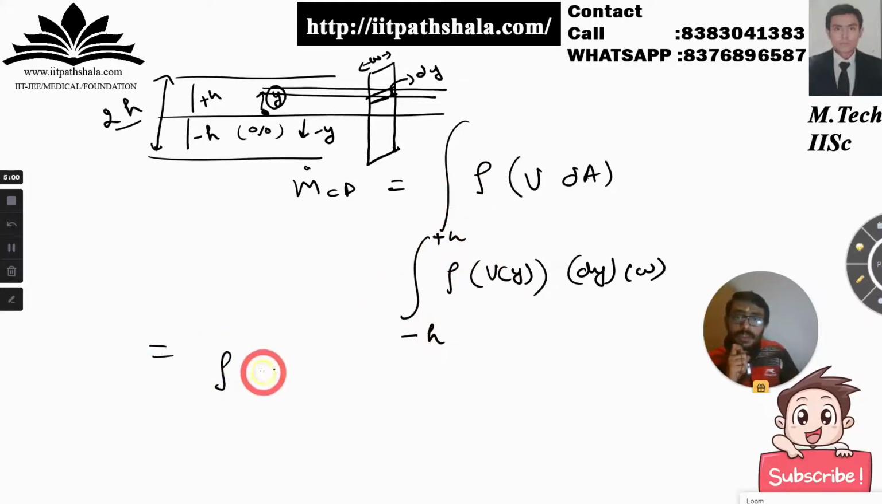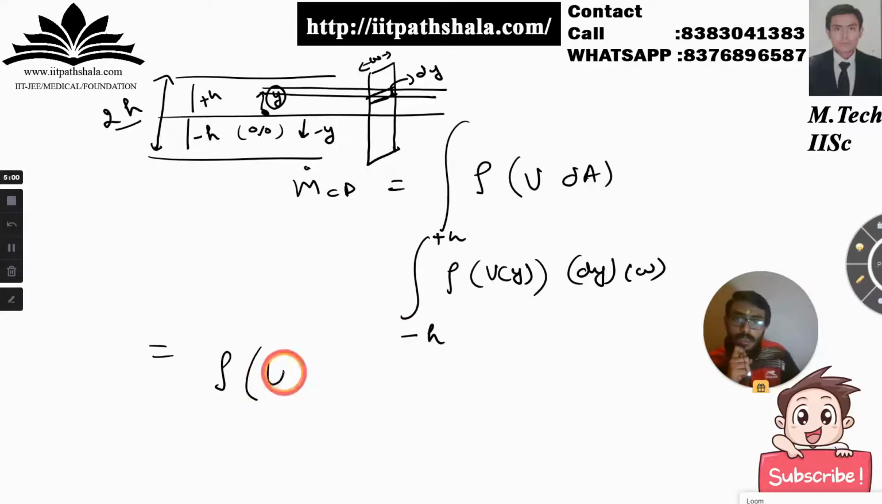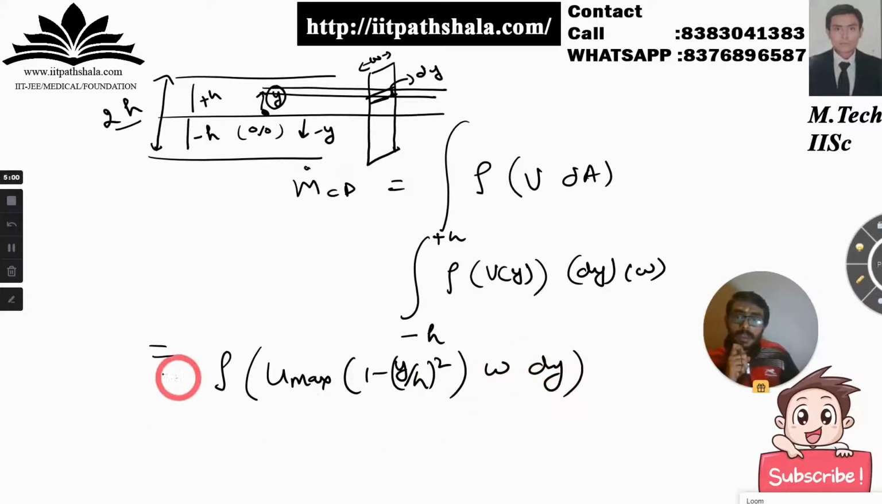Now you just have to put the value of Vy over here, which is equal to U max times (1 minus (y by h) the whole square), into width into dy. That's the mass flow rate across CD. Then you have to integrate it from minus h to h over here.